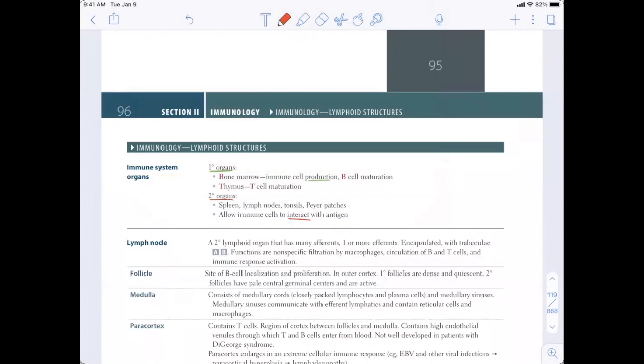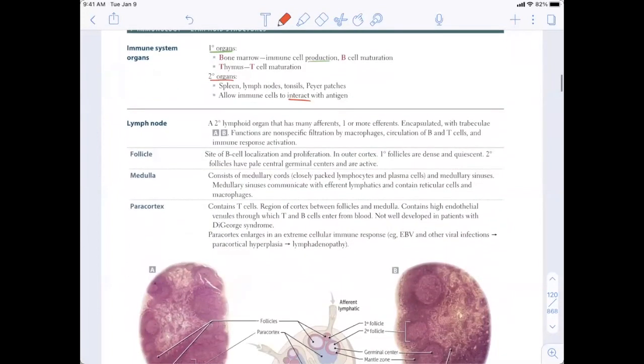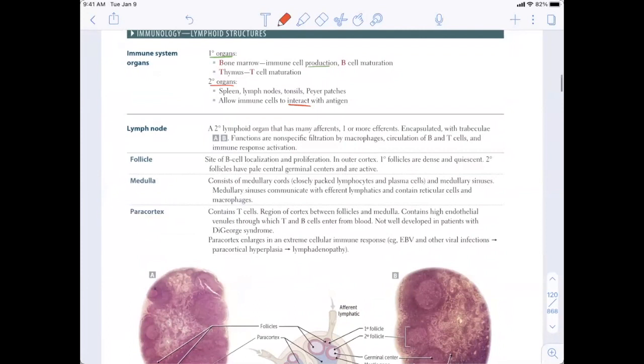Key point. Okay, so your secondary organs, we're looking at like your spleen, your lymph nodes, your tonsils, your Peyer's patches. They are just for interaction between your antigens and the cells that would respond to them, at least for initial recognition before we mount a widespread, wide-scale immune response. Okay, so remember that. So lymph nodes, spleen, and all that, secondary organs. The main primary organs is your bone marrow and your thymus. Bone marrow is for your B cell maturation, thymus for your T cell maturation, all right? But bone marrow makes everything at the end of the day.